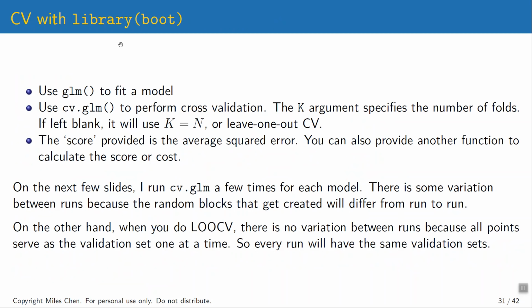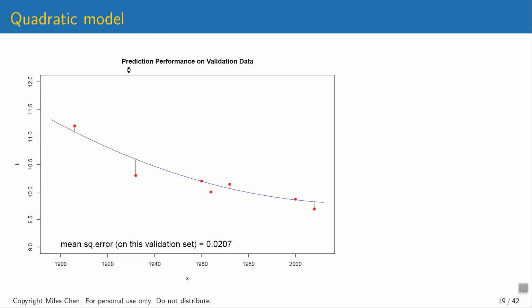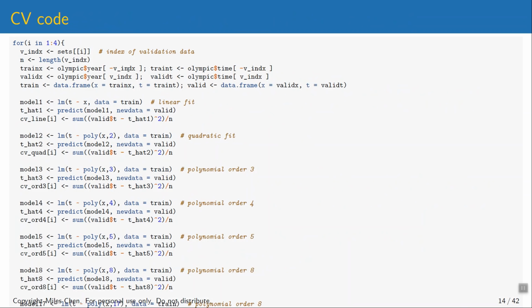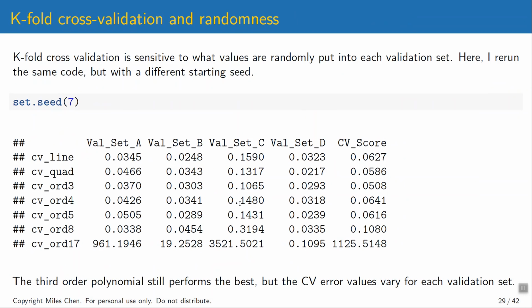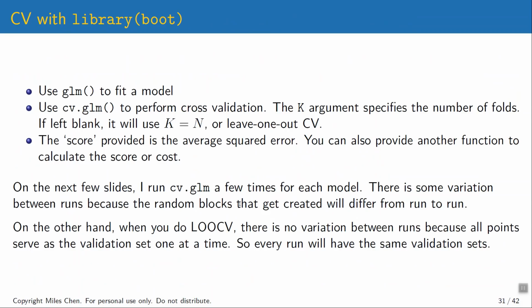Okay, you can do cross-validation with library boot. All the way back here, I wrote this huge thing of code, which is fine. But there are functions in R that make it a little bit easier. There's library boot, and in order to use it, you'll use a GLM rather than just the regular old LM model, okay? And then you'll use cv.glm to perform cross-validation.